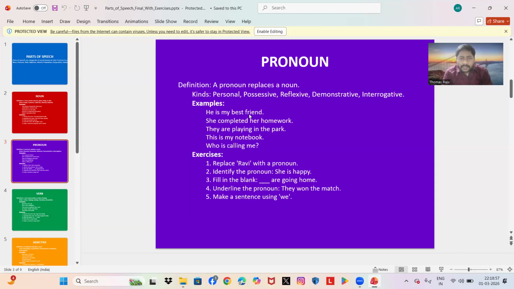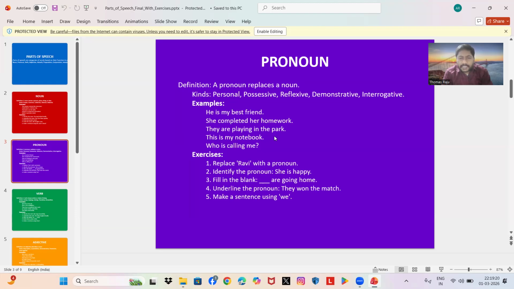He is my best friend. What is pronoun in this? He. So we use he instead of the name of a person. So it's a masculine gender. She completed her homework. She is used instead of the name of a woman or a girl, etc.